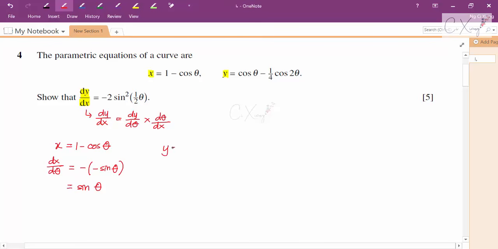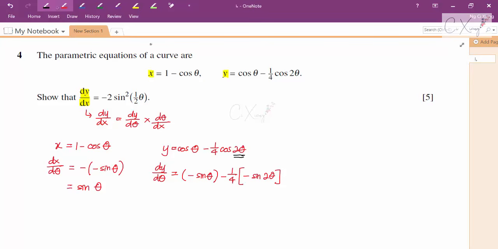And the other equation is y equals cos theta minus 1 over 4 cos 2 theta. To get the differentiation for dy over d theta, differentiate cos, we will have negative sine, so negative sine theta. Negative 1 over 4 is a constant, so we'll just copy it. Differentiate cos 2 theta, you have negative sine, then copy back the angle, which is the 2 theta. After that, you need to further differentiate the angle. Differentiate 2 theta, we'll have a 2, so we multiply the 2 at the back.